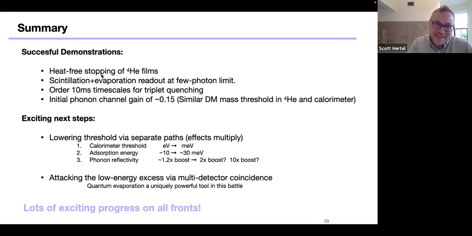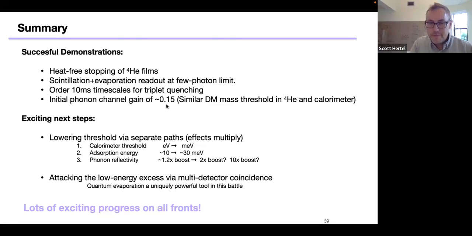We've successfully demonstrated a lot of things: the heat-free stopping of the helium-4, and the scintillation and evaporation readout at this limit really close to the threshold of evaporation. We're seeing few photon events. We see triplet quenching on 10 millisecond timescales and not longer, which is a really important demonstration for the experiment.